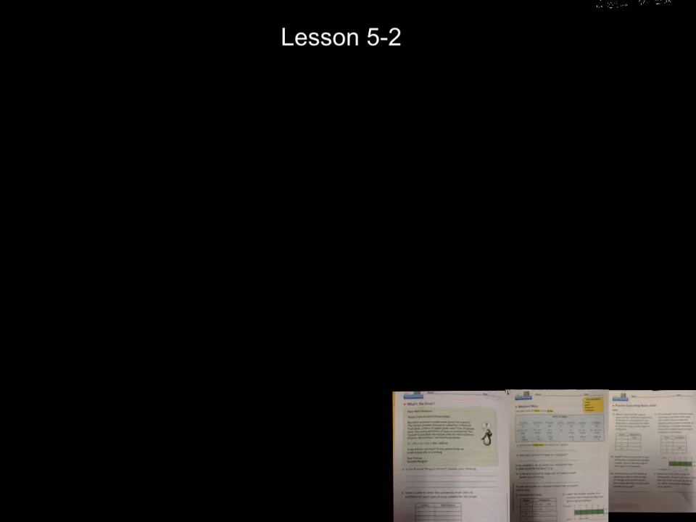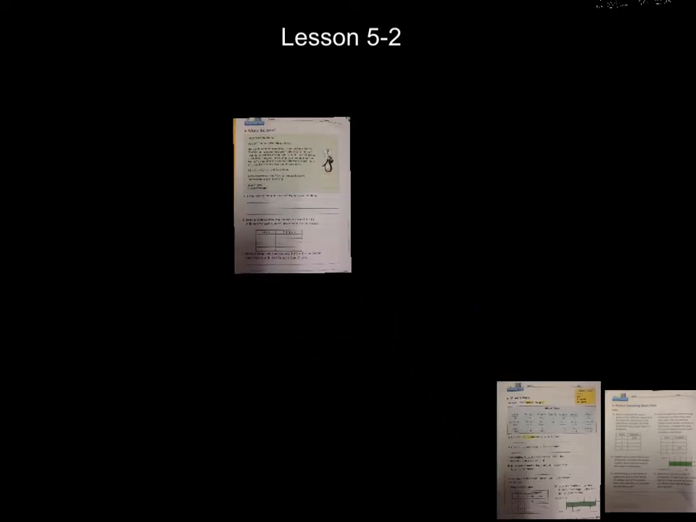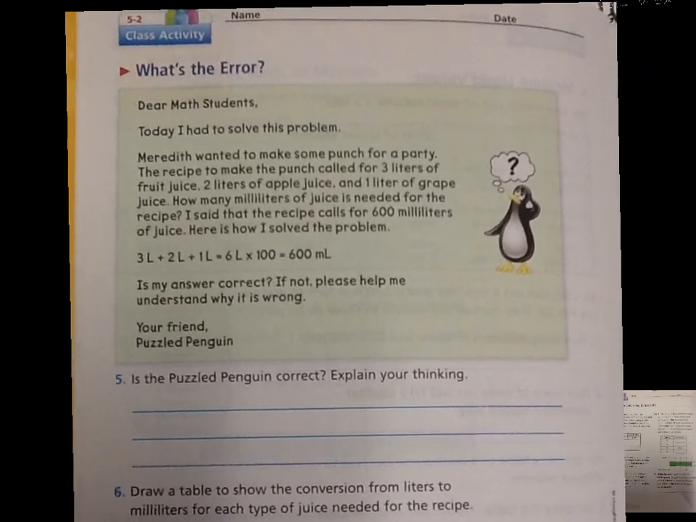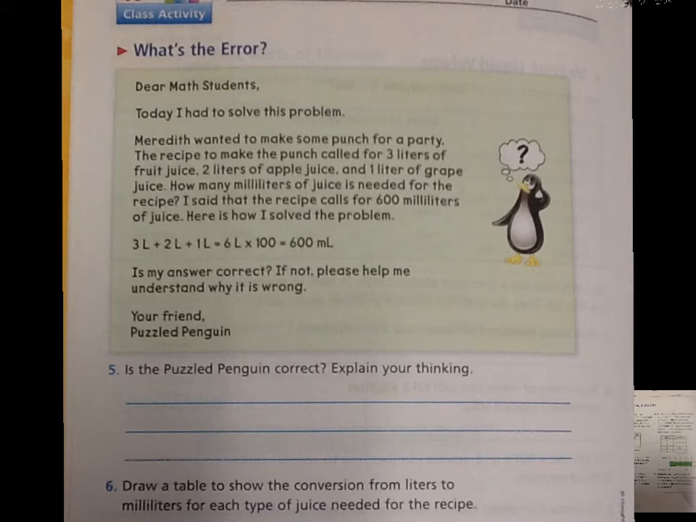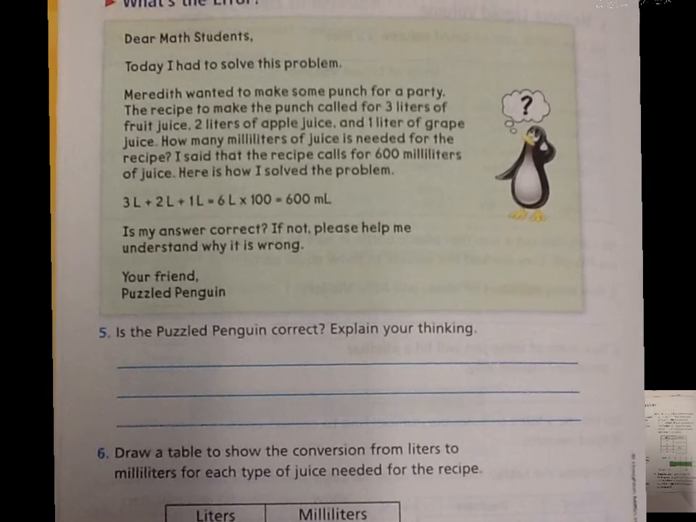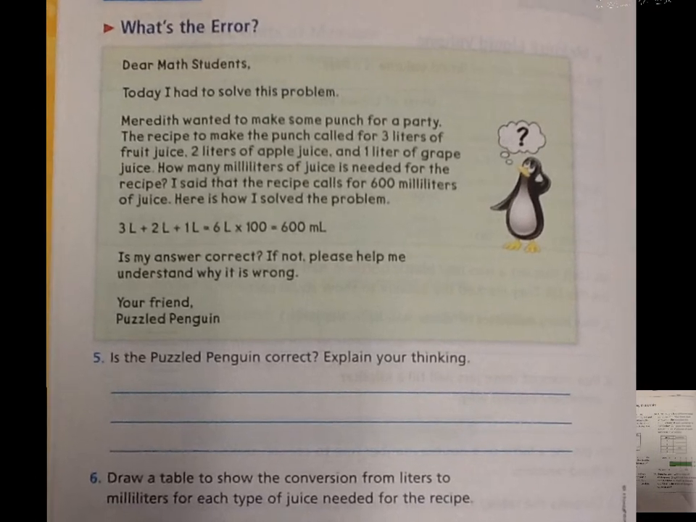All right. So today we're going to go into a different type of measurement that deals with liquid volume and mass. So first thing I want you to turn to page, well, let's look at the first page. Okay, let's look at page 168.